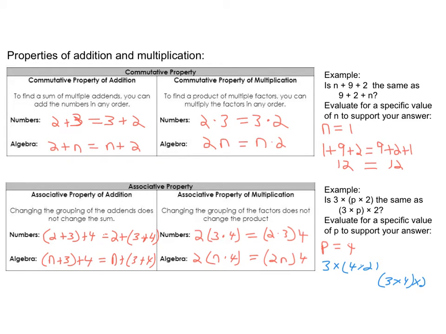We do parentheses first. So we have to get the 8 there, and then 3 times 8 is 24. Here we do the parentheses first. We get 12. So 12 times 2 is also 24. So you can see that again.